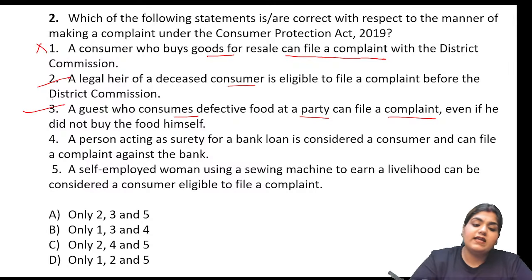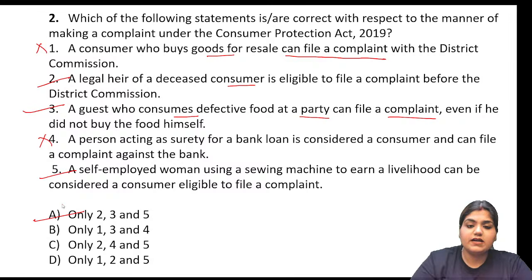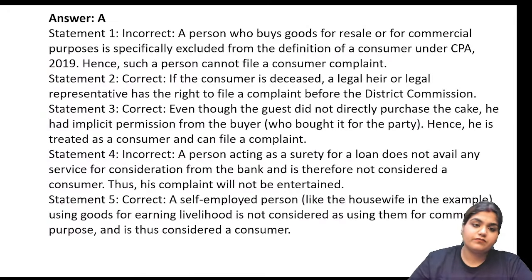A person acting as surety for bank loans is considered as customer and can file a complaint against the bank? No. A person acting as a surety for a loan does not avail any services. He is acting as a guarantor. He is not the person taking the loan. He is not the customer. Statement number 4 is incorrect. Statement number 5 is correct. 2, 3 and 5 are correct. A is the correct answer. Very good, Sushil ji.